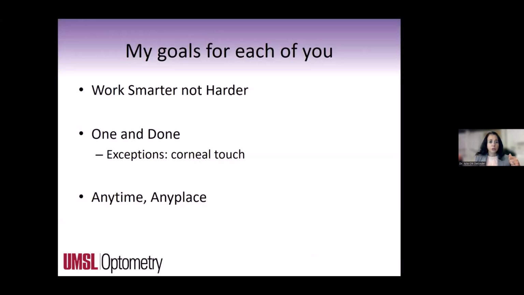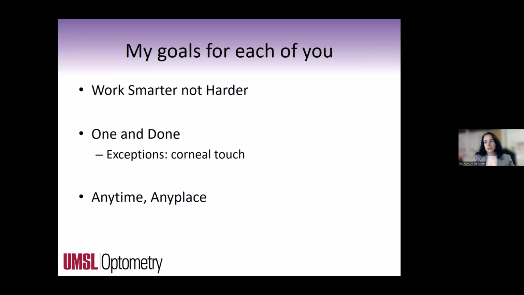What are my goals for each of you, and for myself every time I go out there? Work smarter, not harder. I say this almost every time I lecture, and it's because I truly feel this way. If we can work smarter, we're going to be more successful, and we're just going to make everything easier for everybody, including our patients. So we're going to talk about working smarter, not harder, all night long.